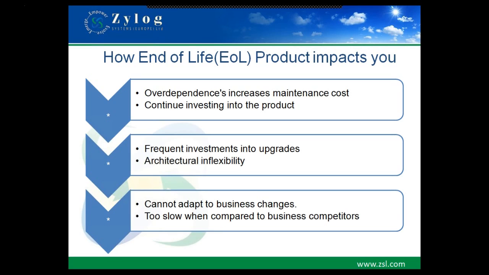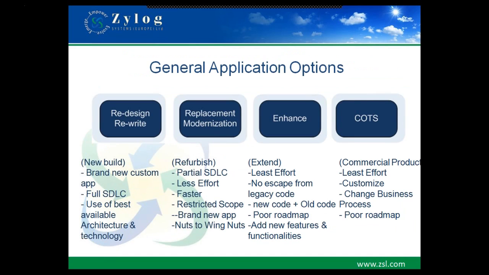It is too slow. There are a lot of business competitors who have developed in the latest technology, and they are quite fast. They can reach out to mobile devices, to web and so on. You have architectural inflexibility where you are not able to automatically integrate with your business partners. So here are a couple of pointers which will easily help you identify if your project has reached the end of life and you need to invest in remodernizing it.